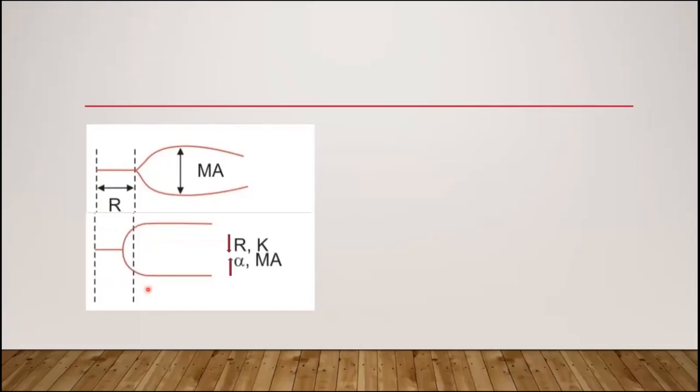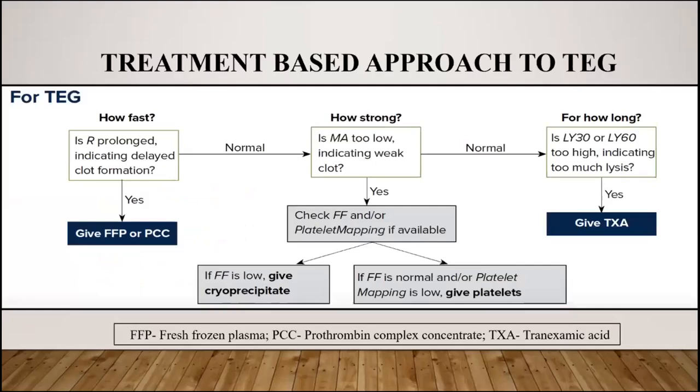Now this is the last abnormal TEG trace. Now what you see here is that the R time is decreased, the K is decreased, and the alpha angle is increased, and the maximum amplitude is increased. Now when the R is decreased, that means the fibrin formation initiation is very quick. Again, the amplitude is increased, the alpha angle is increased, so there is a rapidity of fibrin formation, right? So everything is increased more or less. So it is a case of hypercoagulable state.